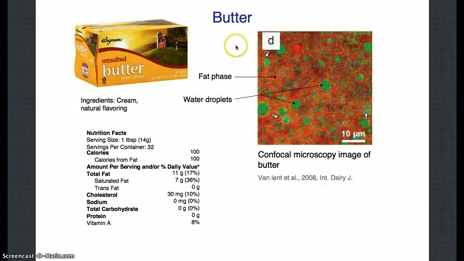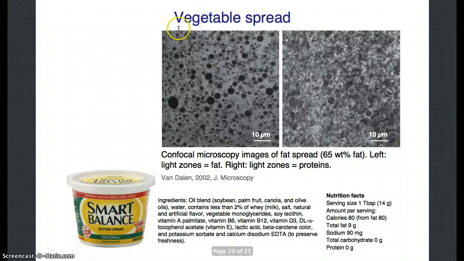This is butter. Unsalted and salted, doesn't matter, all looks the same. From our human eye, butter looks pretty solid, looks pretty uniform, but when we zoom in, once again, we have this neat new picture of water droplets within a fat phase. The next example is vegetable spread. It also looks like this or this. Take a minute and pause this if you need extra time.